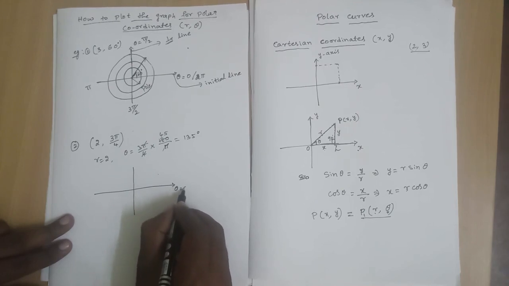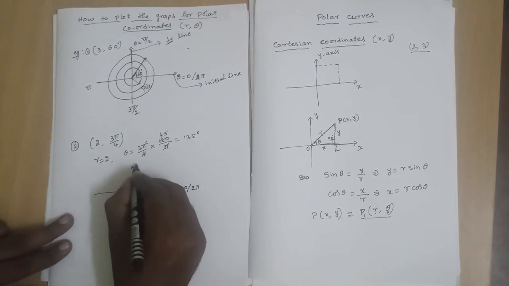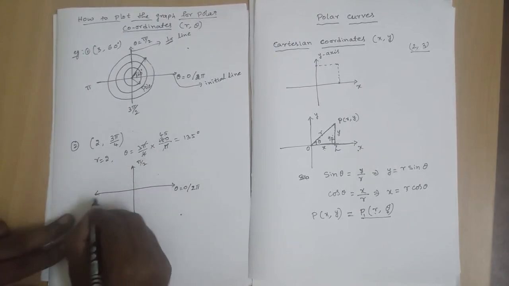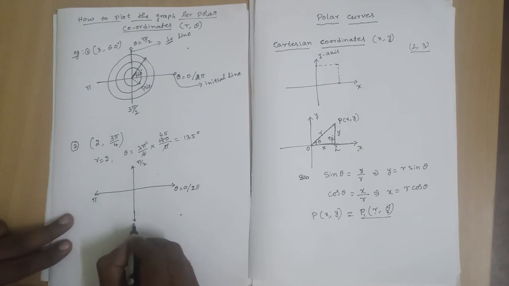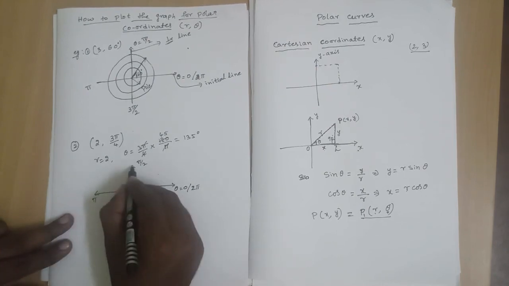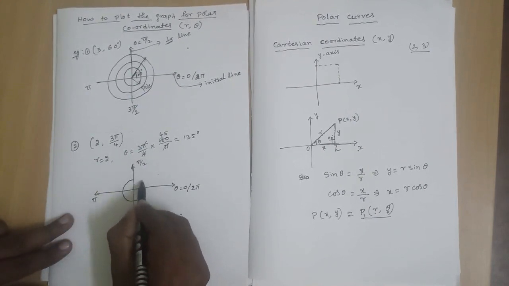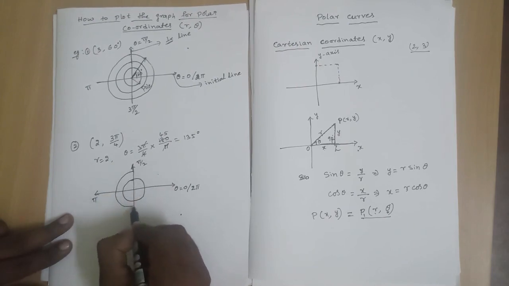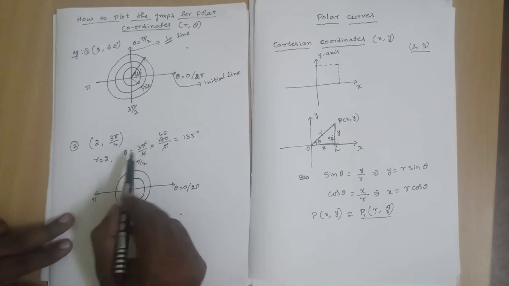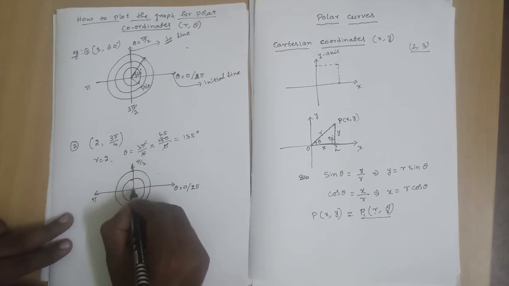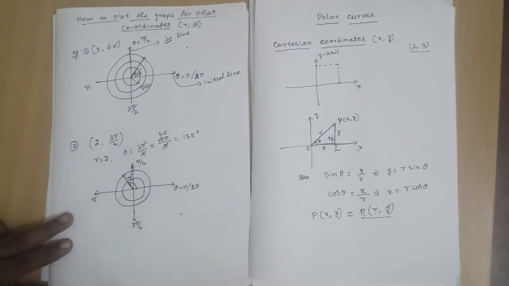This is theta 0 or 2 pi or 360 degrees, this one is pi by 2, this one is pi, and this is 3 pi by 2. Now what is r? r is equal to 1 for this one, and r is equal to 2. Now what do you get? Theta is 135 degrees. 135 degrees means in between pi by 2 and pi. So you will get the point here, at 135 degrees.